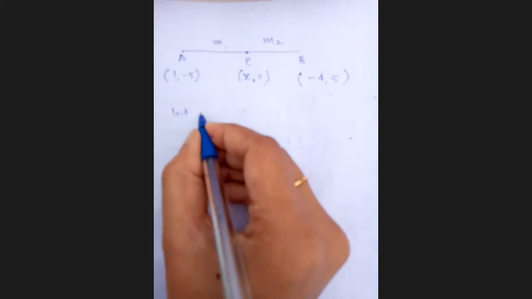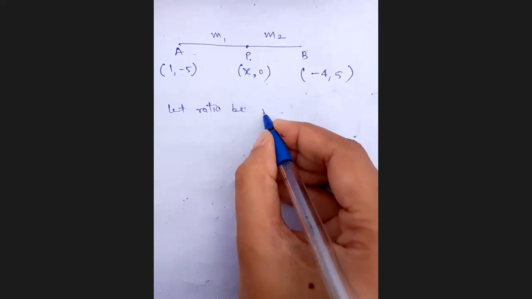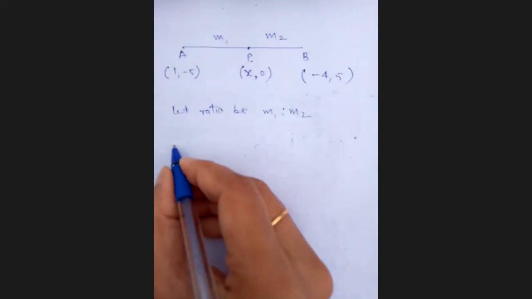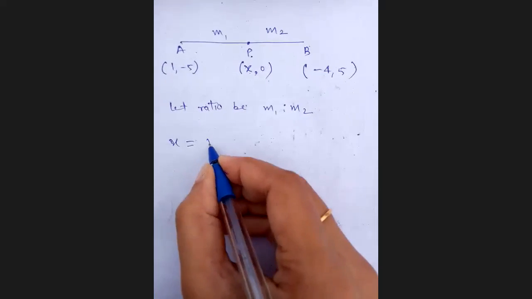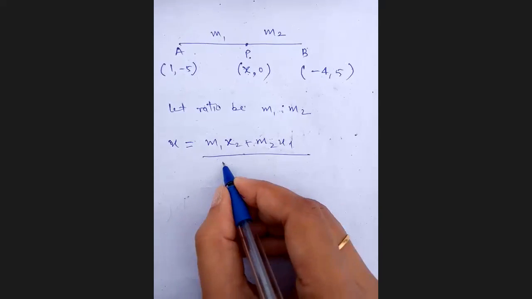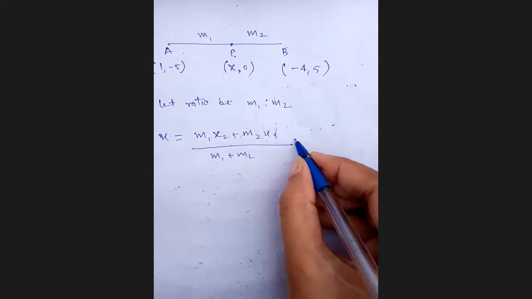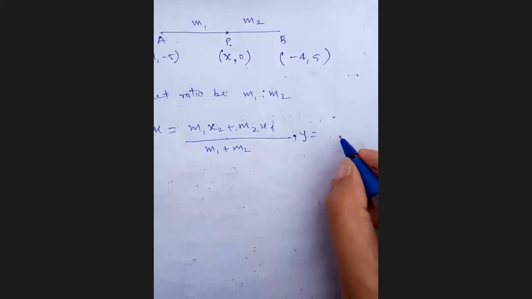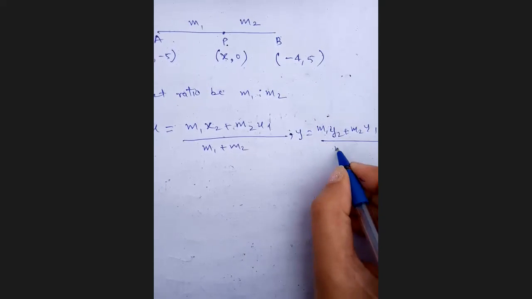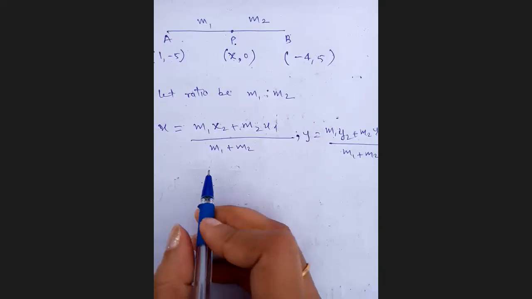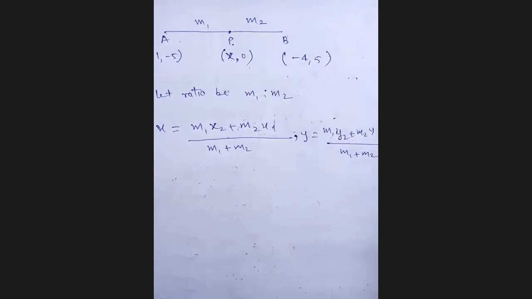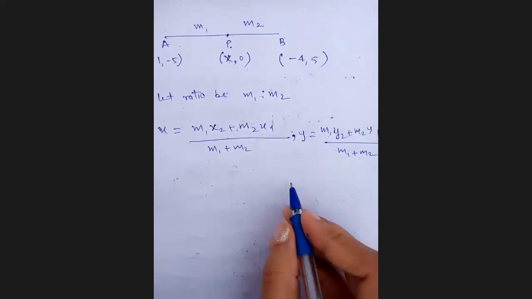Let the ratio be m1 is to m2. Now we have to apply here section formula. अगर मुझे x coordinate find करनी है, so formula is m1 x2 plus m2 x1 upon m1 plus m2, and if we have to find y, then the formula is m1 y2 plus m2 y1 upon m1 plus m2. So here x is already x, okay.